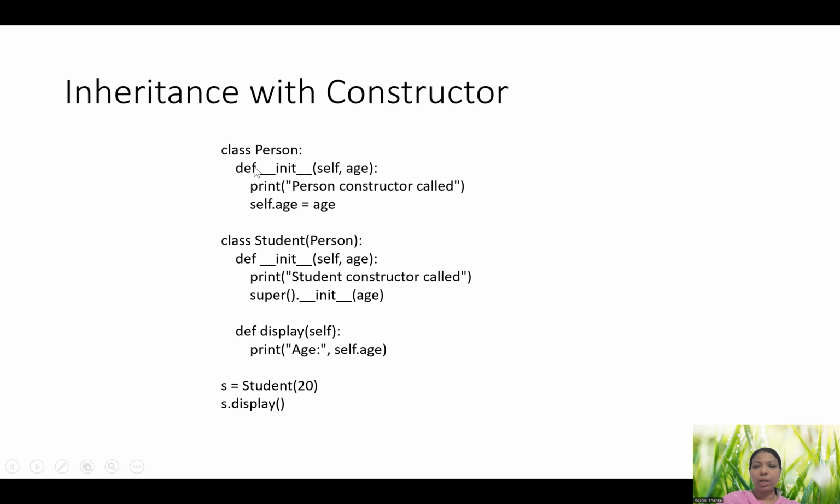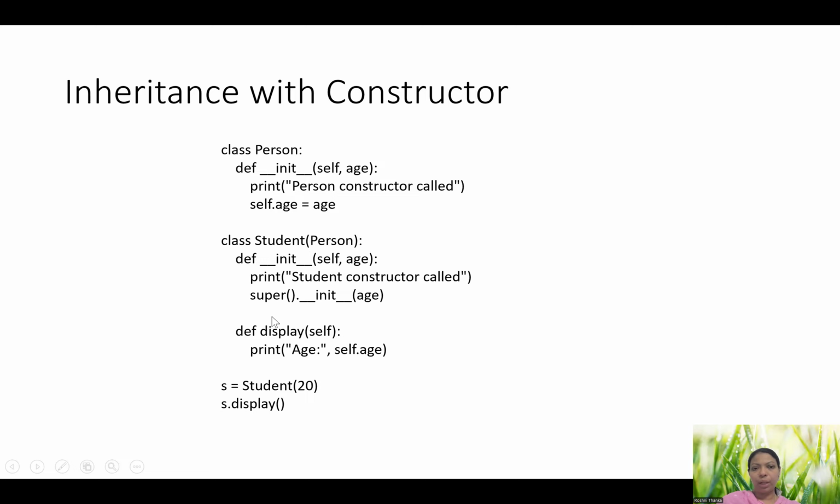So what can I do? I can call this constructor in the parent. If you want to access anything from the parent, you can use the super keyword. So you can say super, which denotes the parent. Who is the parent? Person. Dot, I'm going to call this function: dot underscore underscore init underscore underscore. And this data I'm going to pass to the parent. So this will call this part, and this age for the student will also be initialized.